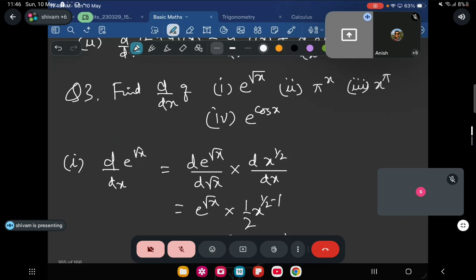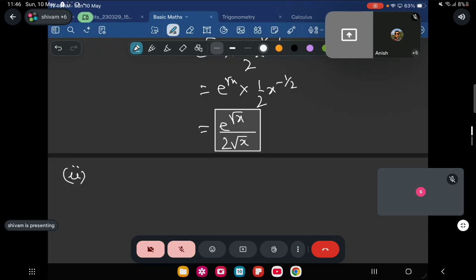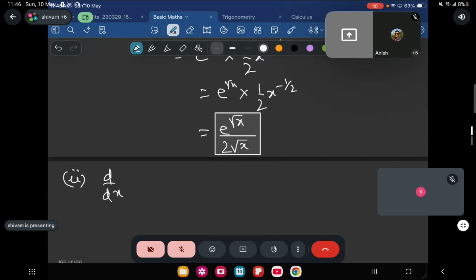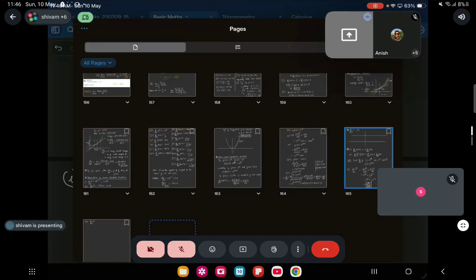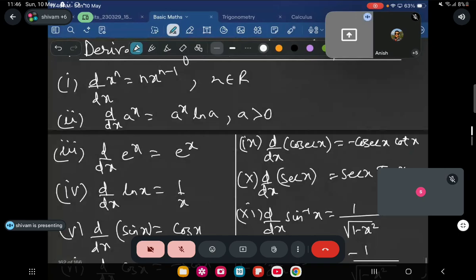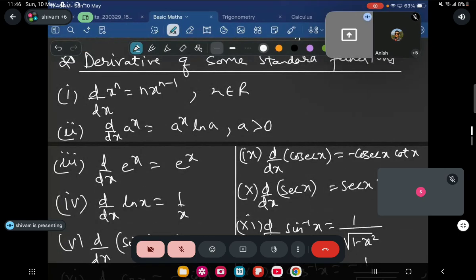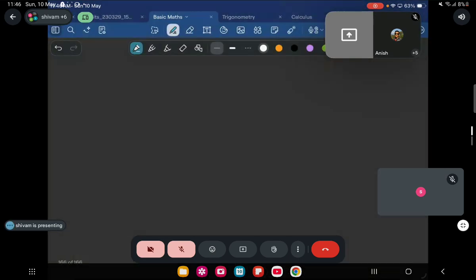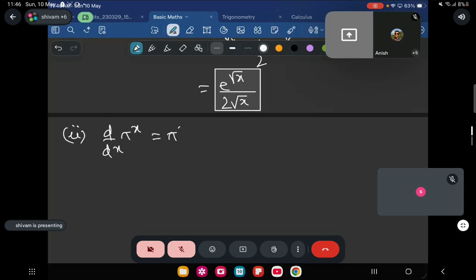Next, second one, pi to the power x. Pay attention. dy dx of pi to the power x. Pi is like a constant to the power x, so it's the standard form. We have done this. What is d by dx of a to the power x? It is a to the power x ln a. So it will become pi to the power x ln pi. Right, tell me everyone. Next, number 3.